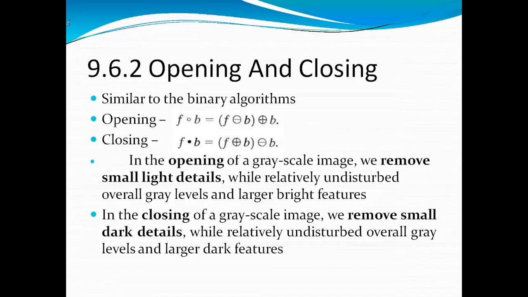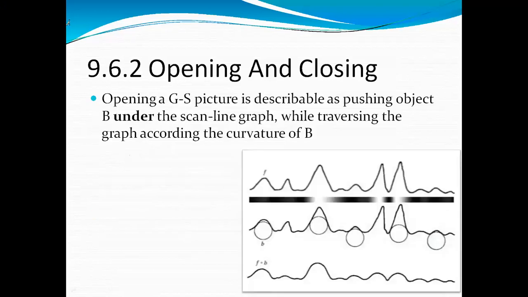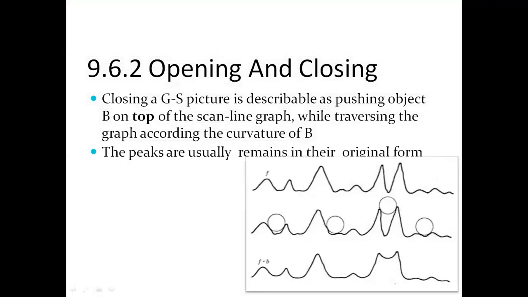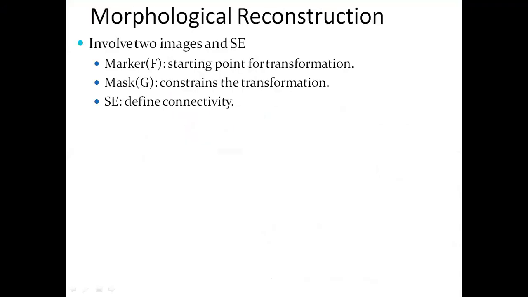In opening, we remove small light details, and similarly in closing of grayscale images, we remove small dark details, leaving the overall gray levels and large bright features undisturbed. The opening picture is like pushing the object B under the scan line graph while traversing the graph according to the curvature of B. Peaks usually remain in their original form.